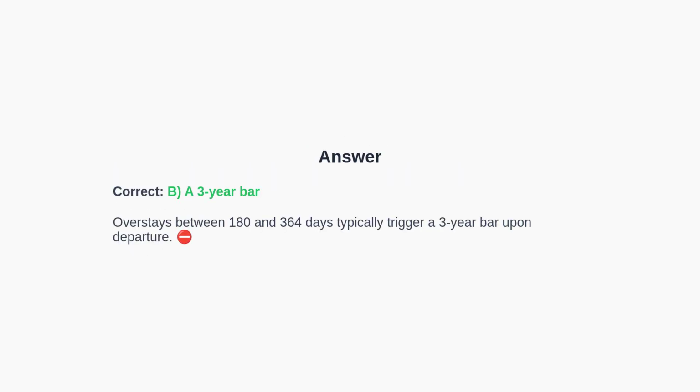The correct answer is B. A 3-year bar. When unlawful presence reaches at least 180 days but less than 1 year, departure typically triggers a 3-year inadmissibility bar. If the overstay had been 1 year or more, the bar would generally be 10 years.